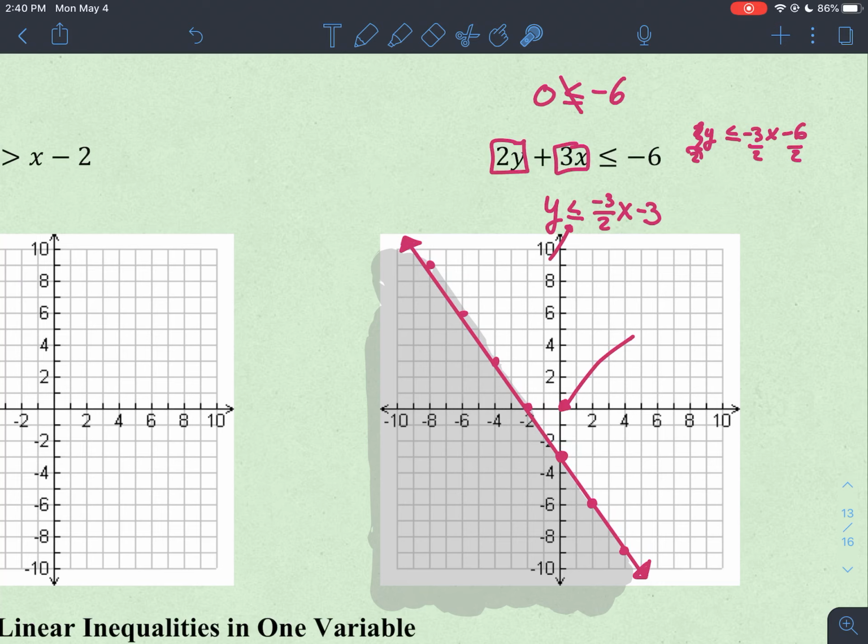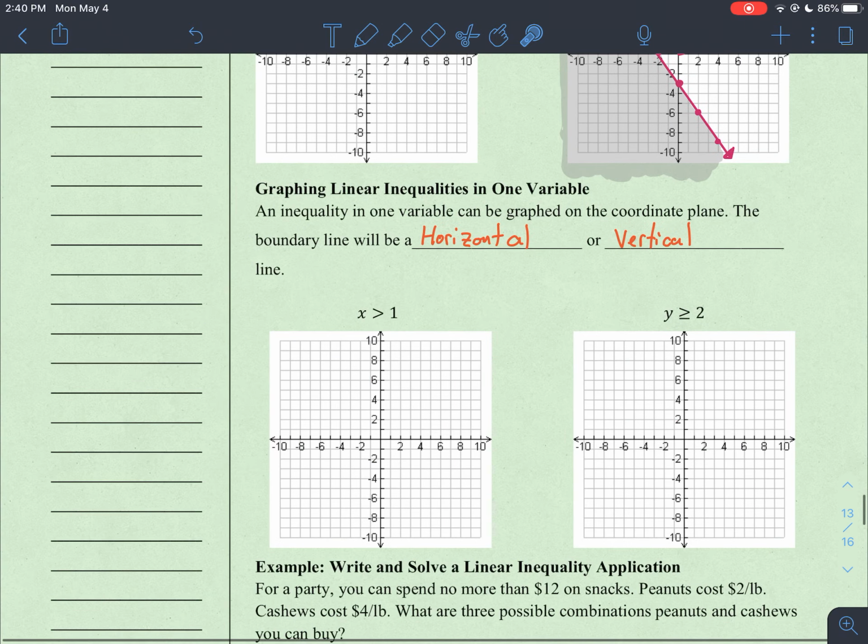So it's kind of the opposite, but just know that you can always pick any point over here and plug it in. It should make a true statement. If you picked anything over here, it's going to make a false statement.